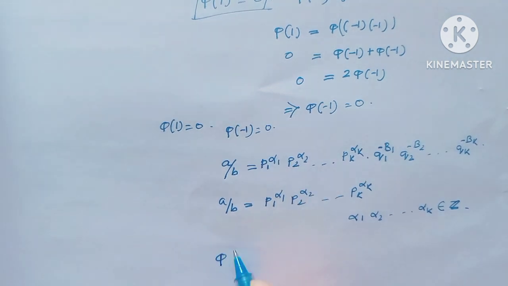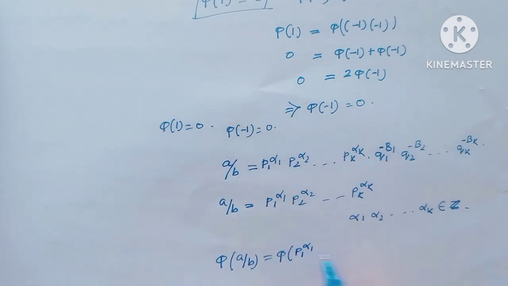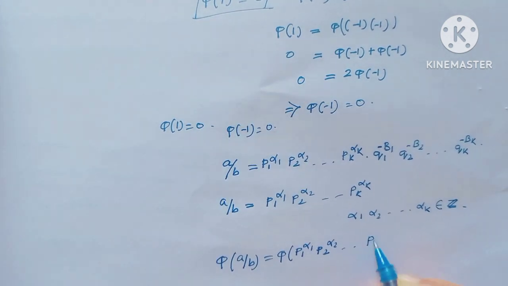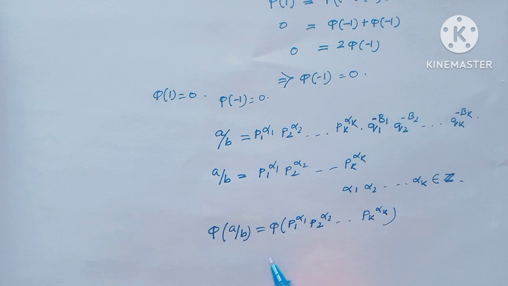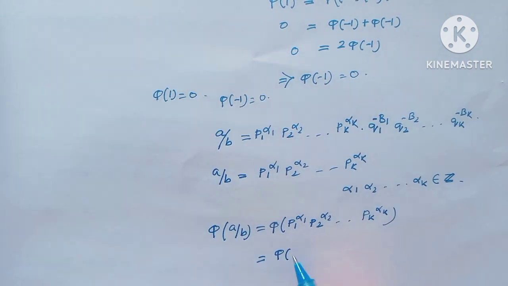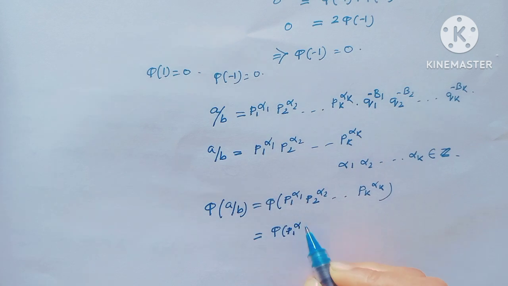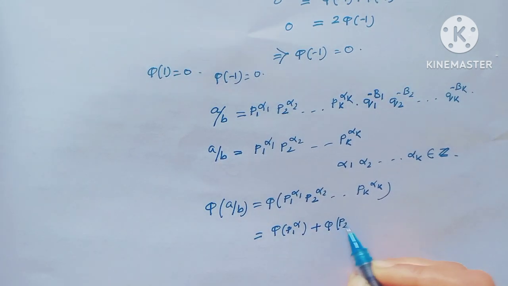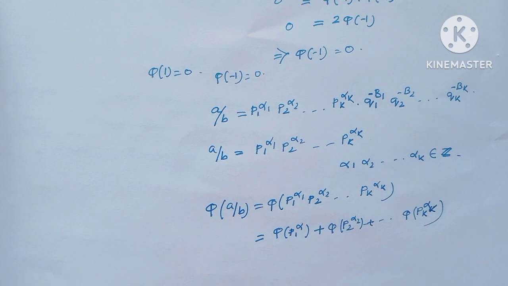Therefore, phi of A over B equal to phi of P1 alpha 1, P2 alpha 2 up to Pk alpha k, and this is equal to, since Q star to Z, by the property of homomorphism, phi of P1 alpha 1 plus phi of P2 alpha 2 up to phi of Pk alpha k, where P is a prime number.